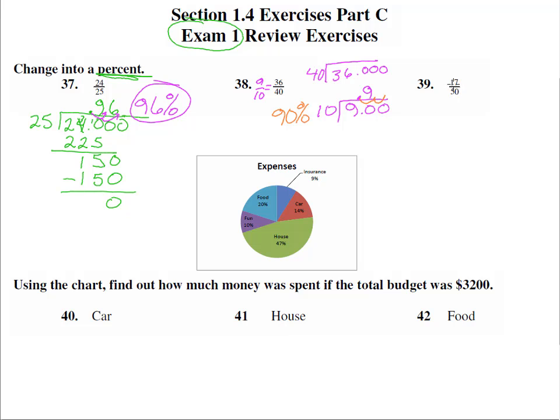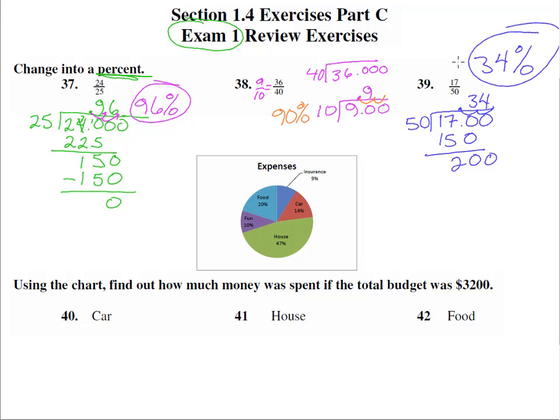The next one, 17 out of 50. Not quite as easy to see there. 17 out of 50. Put a couple of zeros there. Let's see what happens. 50 goes into 17. Nope, there's a decimal. 50 goes into 170 3 times. 3 times 50 is 150. Subtract and we get 20. Drop down a 0. 50 goes into 200. That's the same as 5 going into 20 4 times. And so we move the decimal 2 places, and we get 34%. Indeed. Good.